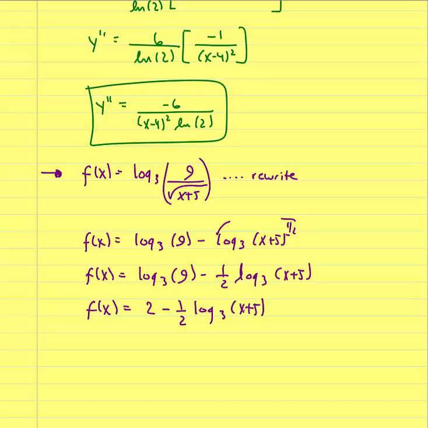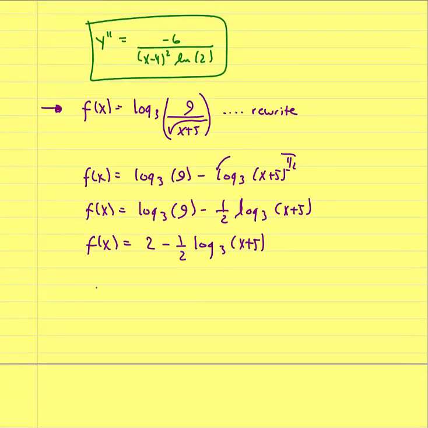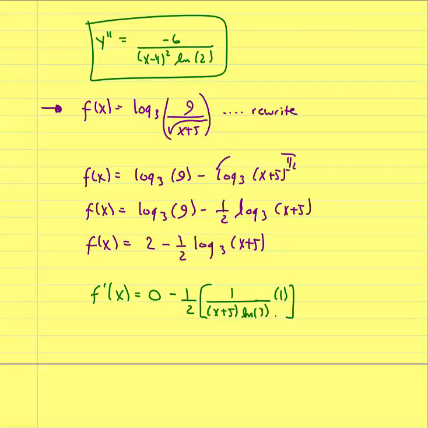Now if I wanted to, I could rewrite this in terms of ln, or we can just go ahead and take our derivative straightforward. So when we take our derivative, the derivative of 2, of course, is going to be 0. The derivative of a constant is 0. So I'm going to put that value of 0 minus 1/2. The derivative of log base 3 of x plus 5 is going to be 1 over x plus 5 natural log of 3 times the derivative of x plus 5, which is 1. So rewriting, we get f prime of x equals, looks like just a negative 1 over 2 times x plus 5 ln of 3.